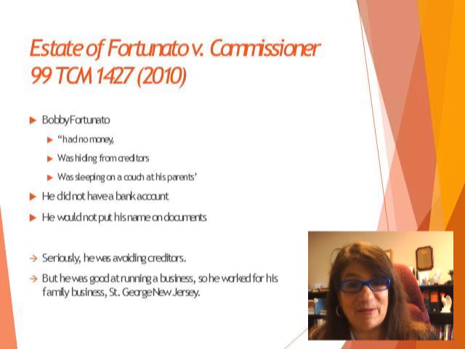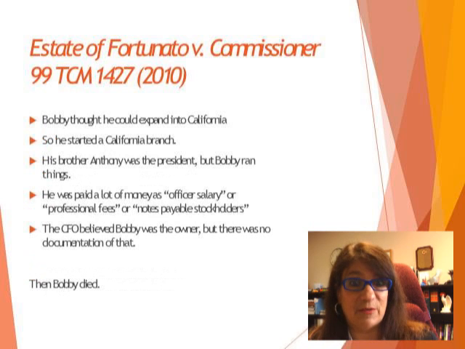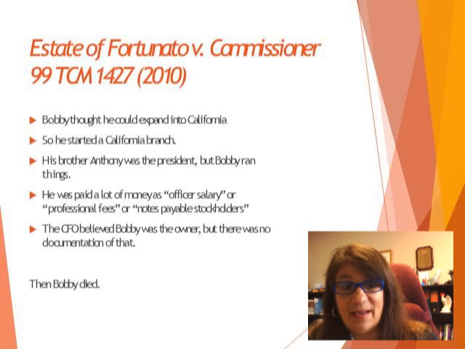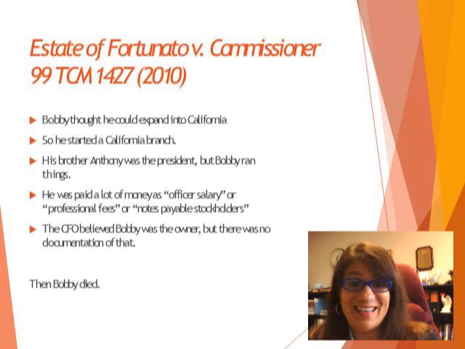But he was good at running a business, and so he stayed on with the family business, St. George Containers. I think they've changed names a few times. But they were in New Jersey. Bobby thought they ought to move into California. And so he started the California branch, which actually was quite successful. Now his brother Anthony was officially the president, but really Bobby ran things. And the company paid him well. They listed the payments as officer salary, professional fees, or notes payable shareholders. Basically, they didn't know what to call it.